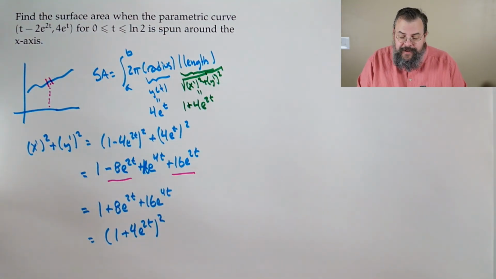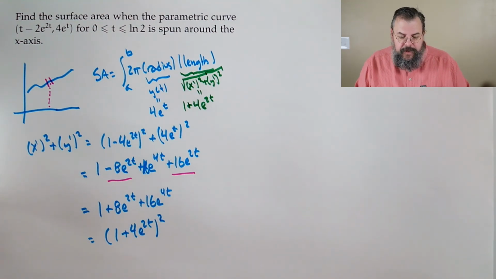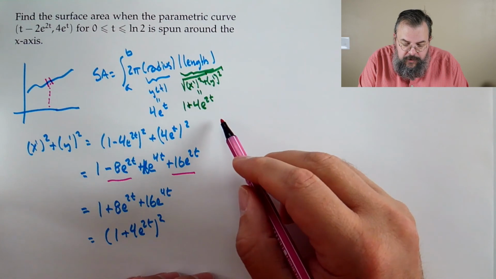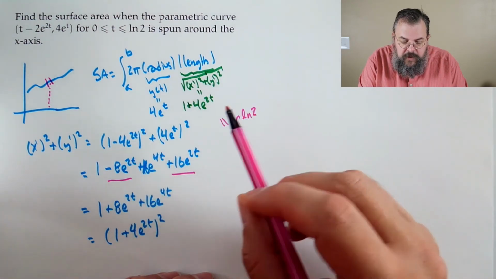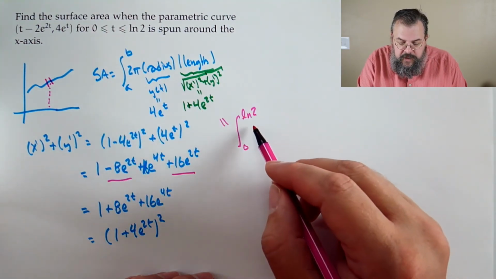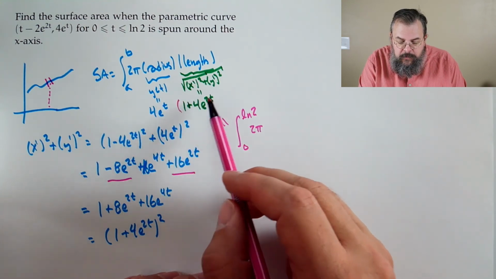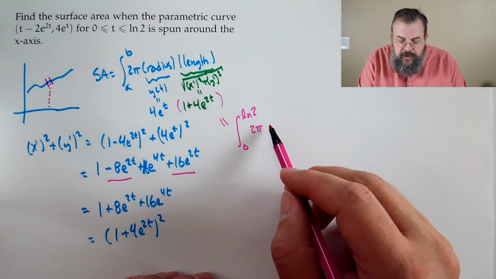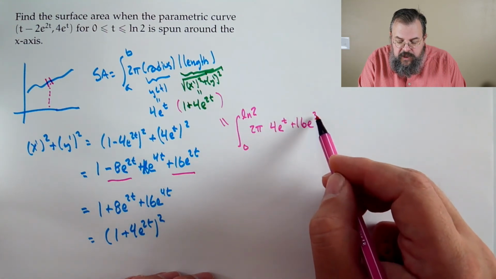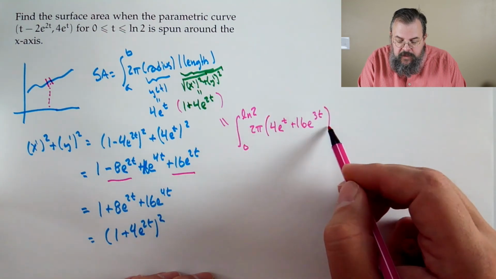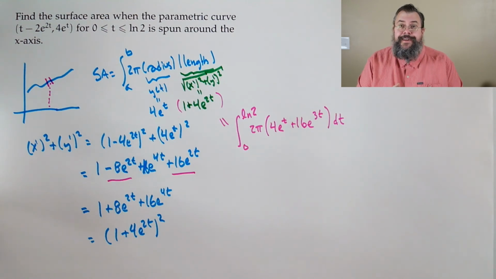Now we put it all together, and we say, well, what does that say for our surface area? Well, it says the following. Our surface area is going to become the integral from 0 to log 2, start to stop. There's a 2 pi, and we multiply the 4e to the t times this 1 plus 4e to the 2t, which gives us 4e to the t plus 16e to the 3t dt. And we can integrate.